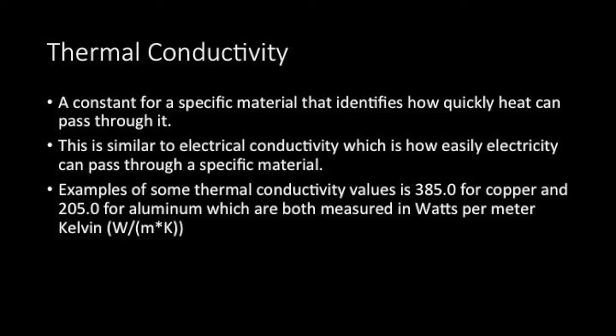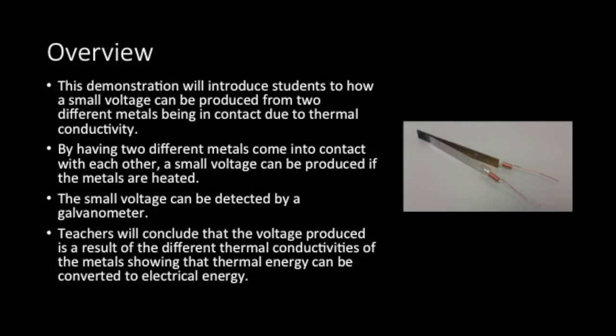Some students may ask for some examples, so you could state that the thermal conductivity values are 385 for copper and 205 for aluminum, which are both measured in watts per meter Kelvin. Alright, let's go over this.